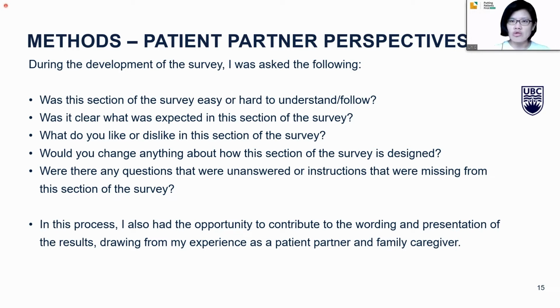During this process, I also had the opportunity to contribute to the wording and presentation of the results, drawing from my personal experience as a patient partner and family caregiver.